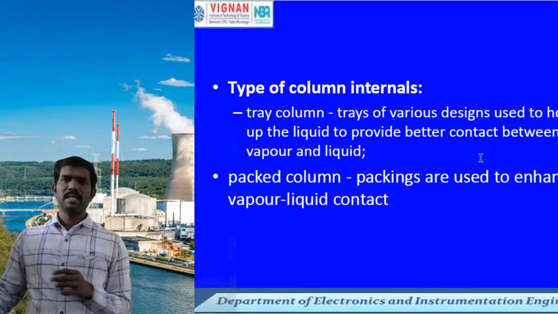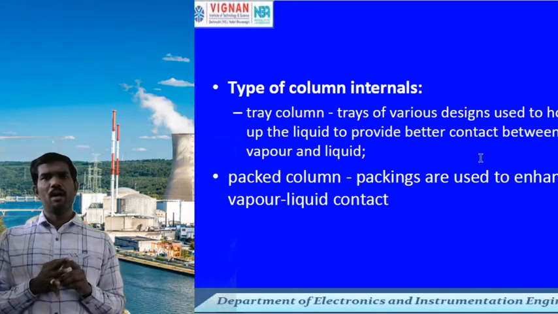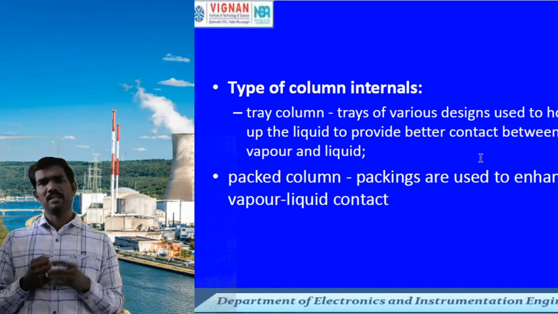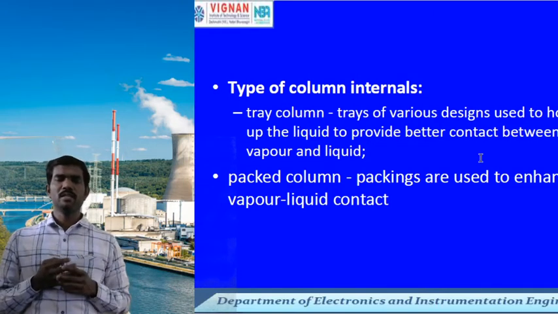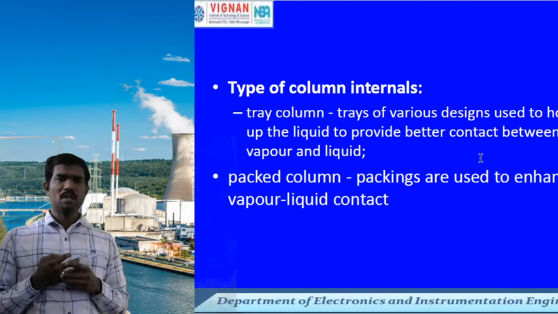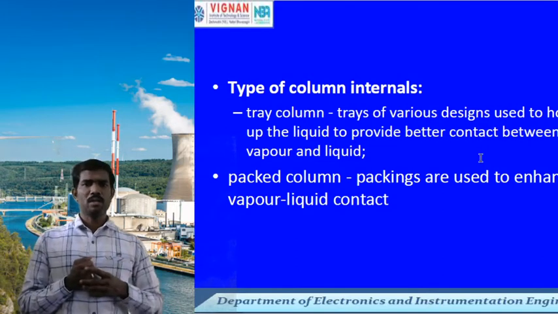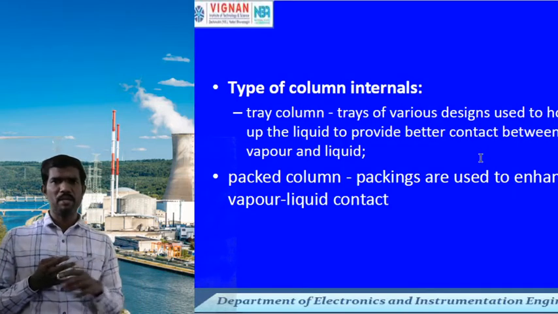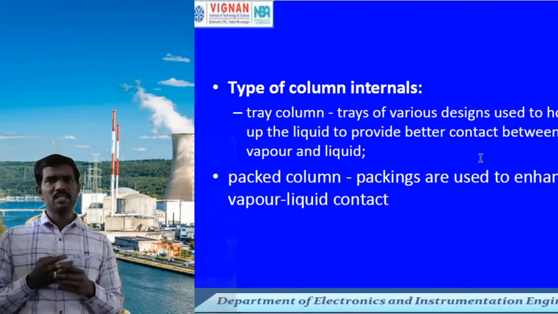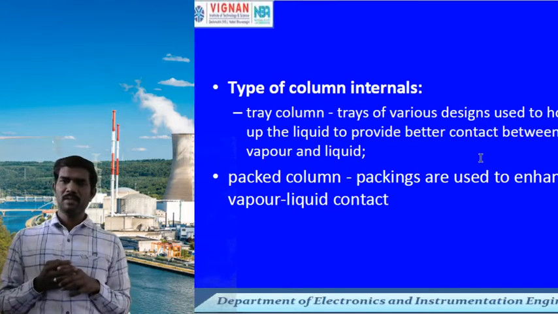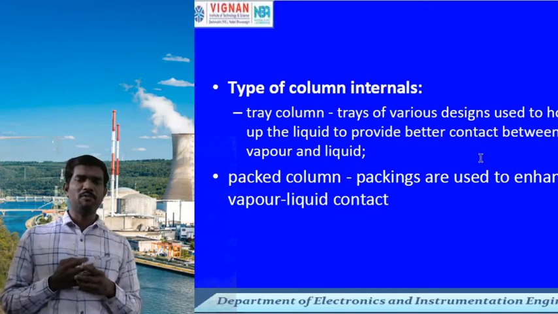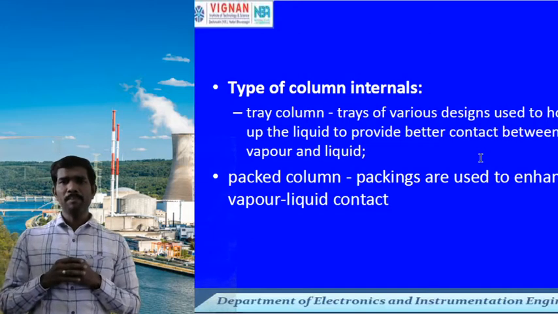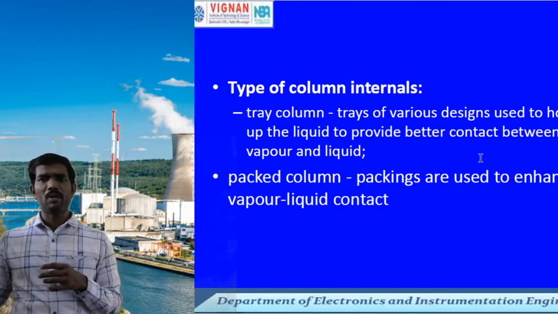Basically, different types of column internals are used in the distillation column. Tray type columns are used, and packed type columns are also used. For the tray type, the trays are arranged in different shapes for different purposes. Trays of various designs are used to hold up the liquid to provide better contact between the vapor and liquid. Coming to the packed column, the packings are used to enhance the vapor-liquid contact.